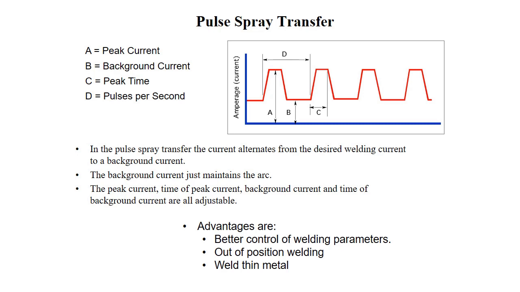So the advantages of this are better control of the welding parameters. You can do out of position welding that you can't really do with spray transfer, and you can weld on thin metal, because you're not just pumping a lot of heat into it. So it gives you the advantages of the spray transfer, but it gives you the ability to run out of position and to really control your waveform and do some different things that you can't do with just spray transfer.